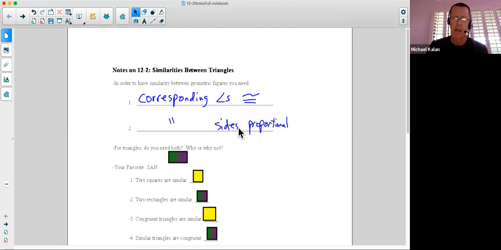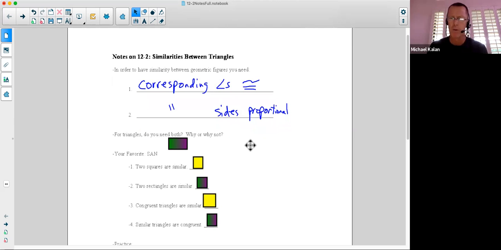And corresponding sides in proportion, okay? So you have to have those two things. Okay, so for triangles, do you need both? Why or why not? The answer is no, you don't. And I think you know why. Or in this case, why not, right?